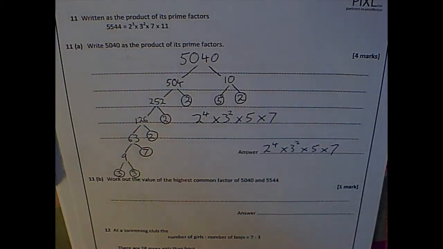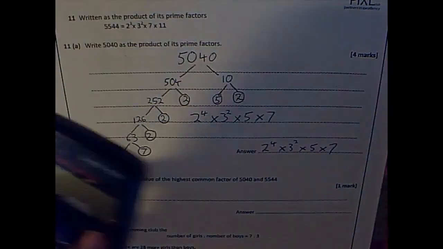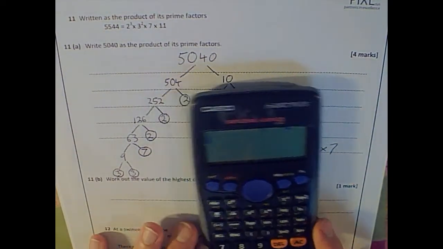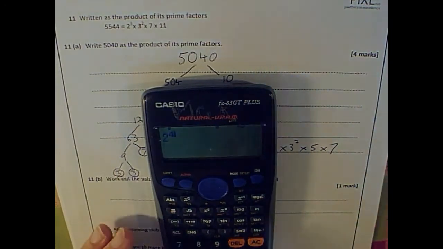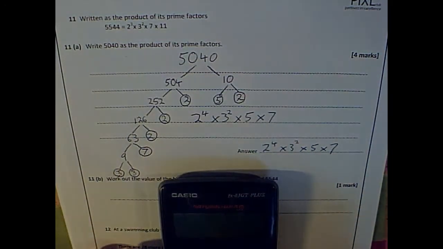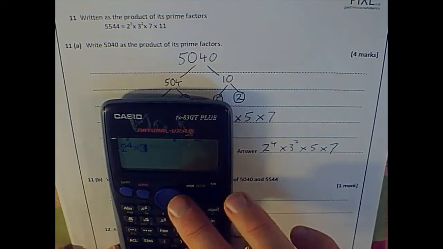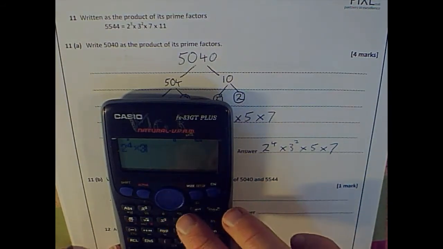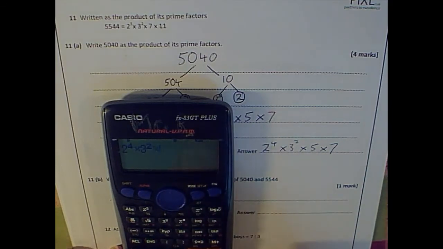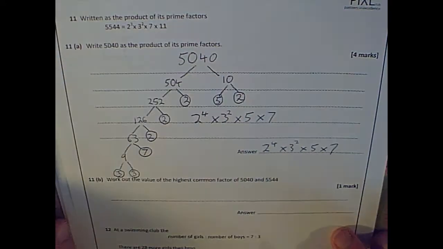Key skill, and you could have used a calculator to do any of that breaking down. I could just check it with my calculator just to make sure that it's right. If you've got a calculator, maybe you'd wait until after the end of the exam to come back and do this if you had time. 2 to the 4 times 3 to the 2 times 5 times 7 equals, yep, 5,040. So I'm happy with that.